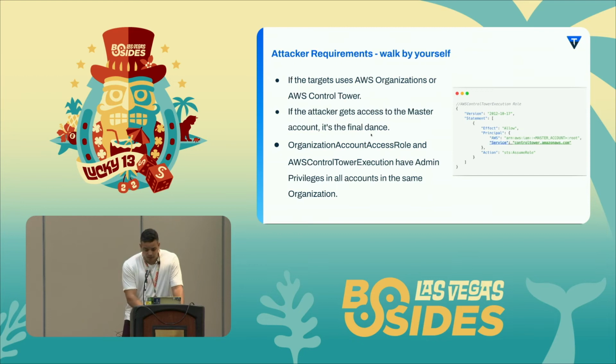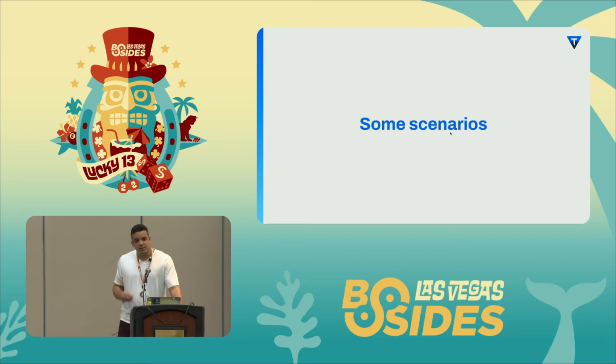Even though the AWS Control Tower execution role has two principals, one is defining the services, so Control Tower can assume a role on your account. But there's also a principal here from the master account, so any entity on the master account can also assume this role. So if an attacker gets access to a master account, it's game over.